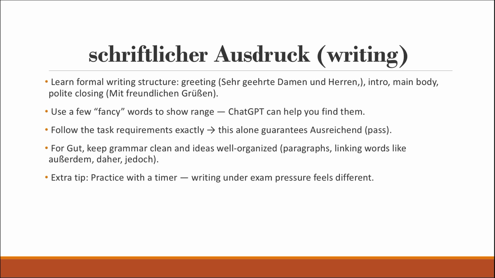Now, a second very important point is to maybe use a few fancy words to flex or to show a range. ChatGPT can also help you find them because in writing, variety in vocabulary makes a good impression. So you don't need to use very complex or rare words that nobody understands, but adding a few more advanced expressions basically shows that you can write beyond basic level. And that doesn't only show that you have a basic slash very good understanding of German, but that you have an advanced one. Now, for example, instead of gut, you could write angemessen, or instead of schlecht, you could use unangemessen, etc. So the key is to make your writing richer without making it unnatural.